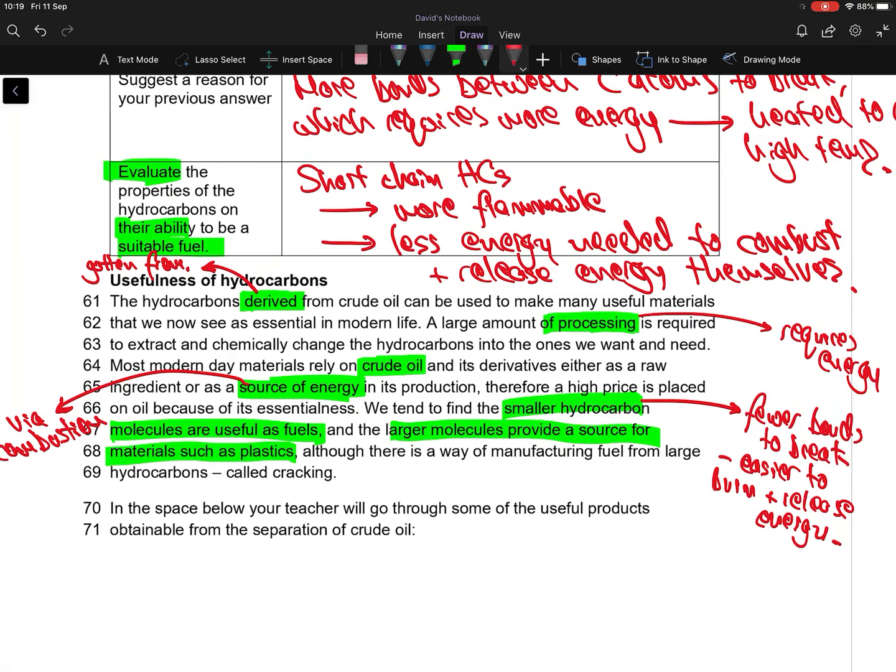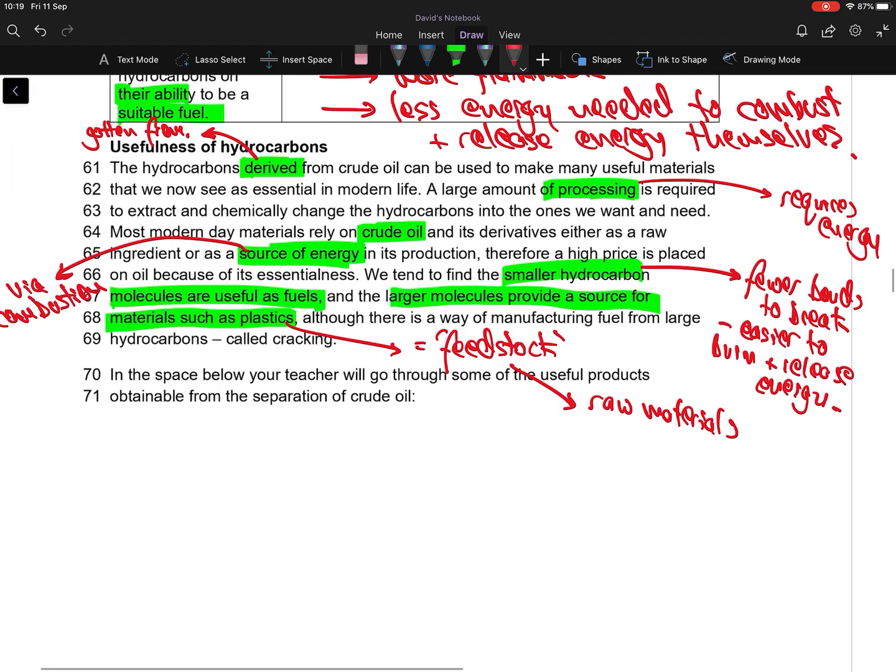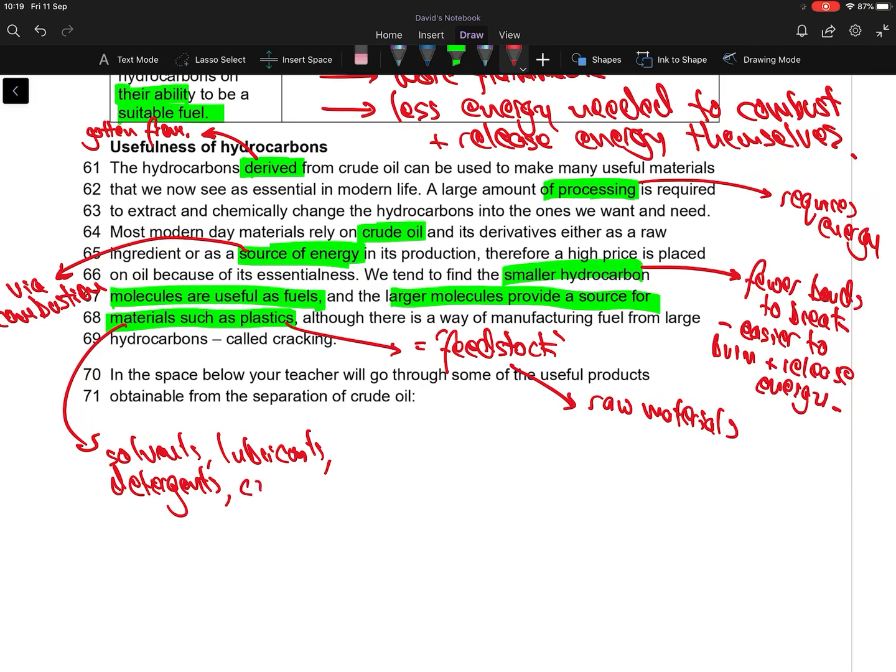Now, sometimes you might see that written as feedstock. And that is the raw materials for production of plastic. Now, as well as that, you can also use it to produce things such as solvents, lubricants, detergents, cosmetics, pharmaceuticals, so it can act as a base product for all of these things.